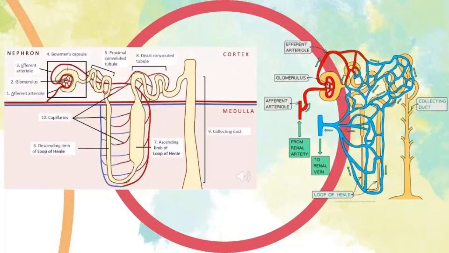And then the final part of this diagram, or the final structure of the nephron that you need to know, is the collecting duct. And this is where the urine travels through the collecting duct down to the pelvis of the kidney and then through the ureter to the bladder. So I'll just go over that one more time.